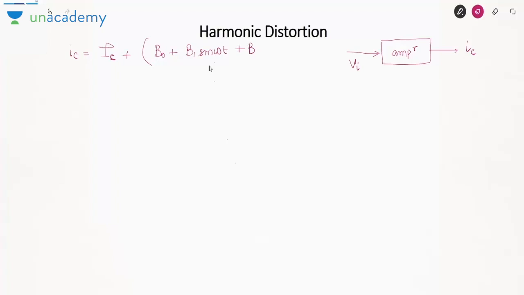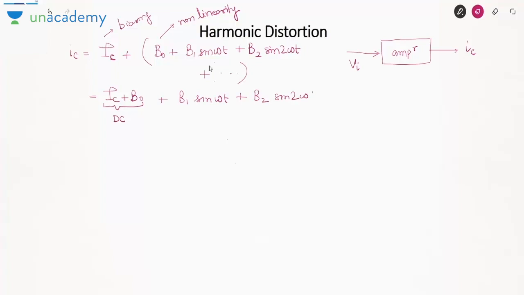The first term is your DC biasing current and the rest is the Fourier series of the AC term, which will continue like this. In this, IC plus B0 is the overall DC term. This is due to biasing and this is due to non-linearity. Plus B1 sin omega t plus B2 sin 2 omega t and so on. Now out of this, the only desirable term in the output is the fundamental.